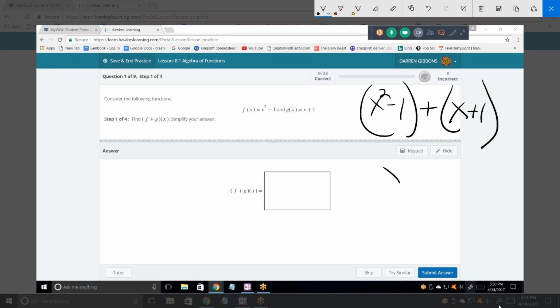X squared minus... Well, if I remove the first set of parentheses, I've got that. And if I remove the second set of parentheses, I've got that. Now combine those, simplify that. So x squared plus x plus... Ones cancel. That's it. X squared plus x.